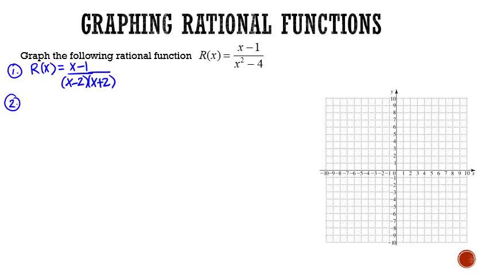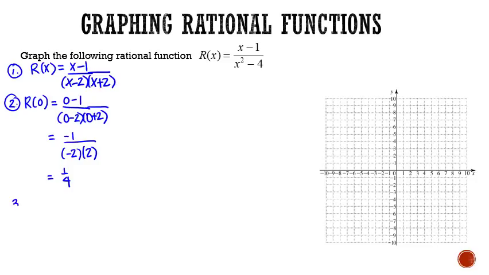Step 2. Evaluate the function at 0 to find the y-intercept. So we'll substitute in 0 for x, and I get 0 minus 1 all over 0 minus 2 times 0 plus 2, which gives me negative 1 over negative 2 times 2, which is 1/4. So my y-intercept is at 1/4.